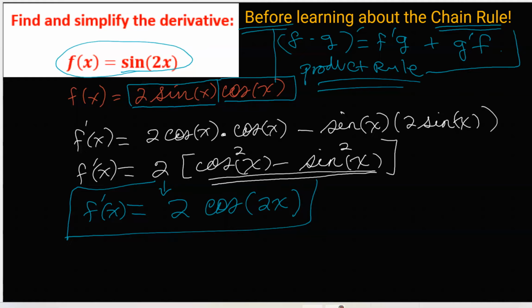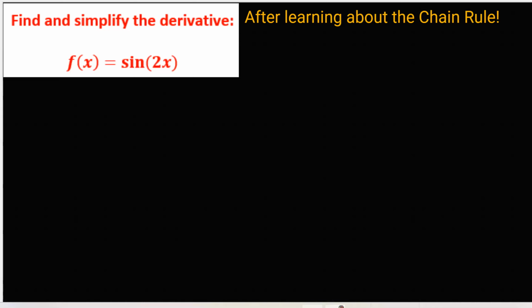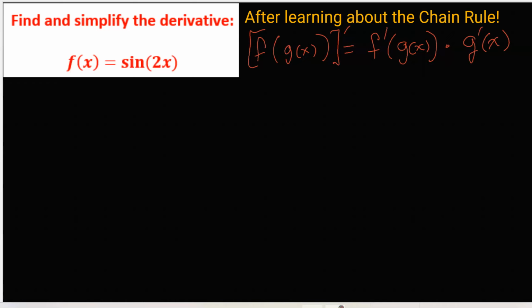Okay, now after you learn the chain rule, this becomes a lot simpler. The chain rule said if you have a function on the outside and that is being composed of a function on the inside, so f is the outside function, g is the inside function, and you are taking the derivative, then the chain rule said it will be the derivative of the outside evaluated at the inside g of x multiplied by the derivative of the inside with respect to x.